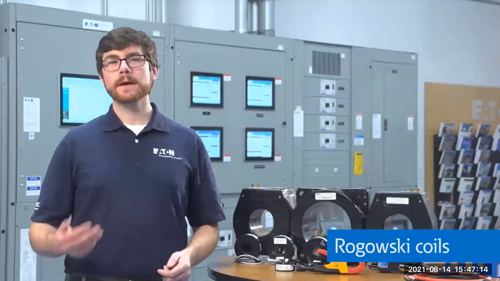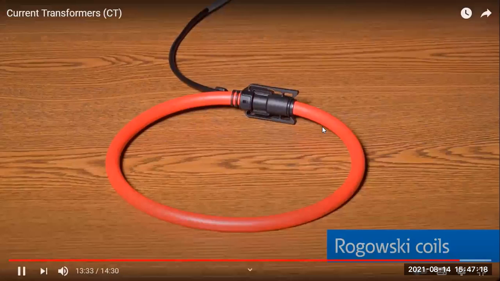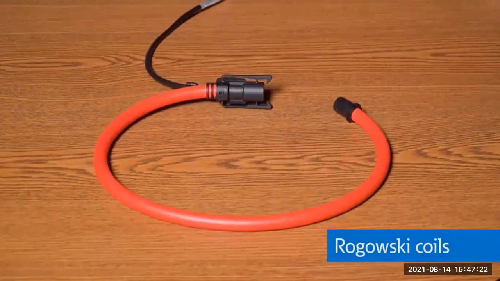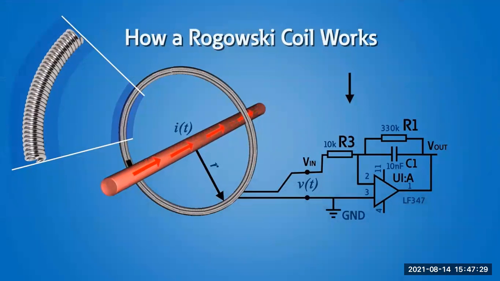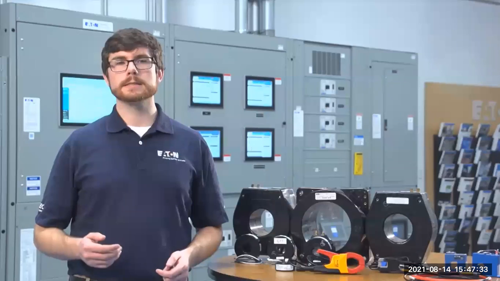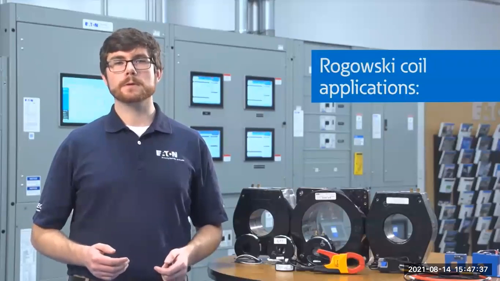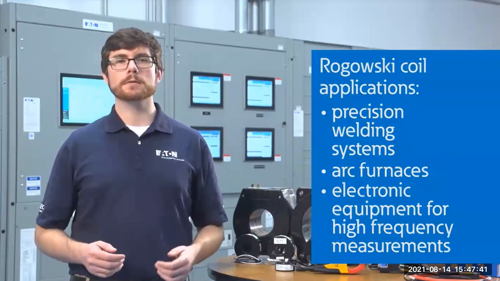Finally, Rogowski coils are an open-loop current transformer using an open-air core with a very low inductance that is capable of measuring very fast transient currents and AC currents. Due to the low inductance, the signals a Rogowski coil generates are very small and require amplification and a DC power supply like a Hall effect sensor. Rogowski coils are used for current monitoring in precision welding systems, arc furnaces, and other electronic equipment where high-frequency measurements are required.